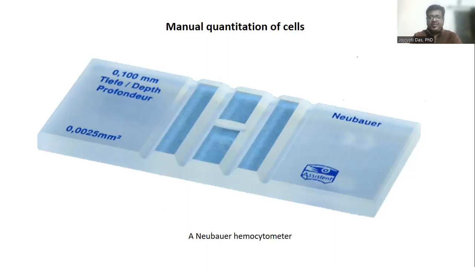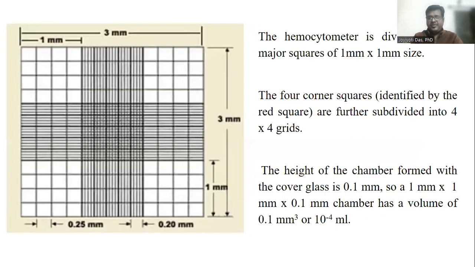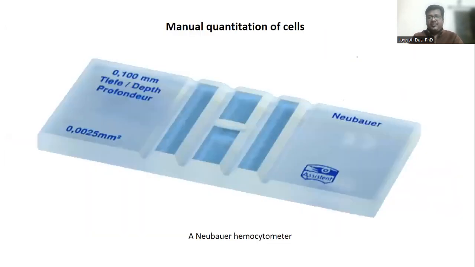So that is the principle on which your manual device for cell counting works. And what we usually use in cell culture labs is called a Neubauer hemocytometer. So what does it have? I'm showing here with the arrow this particular portion of the device.